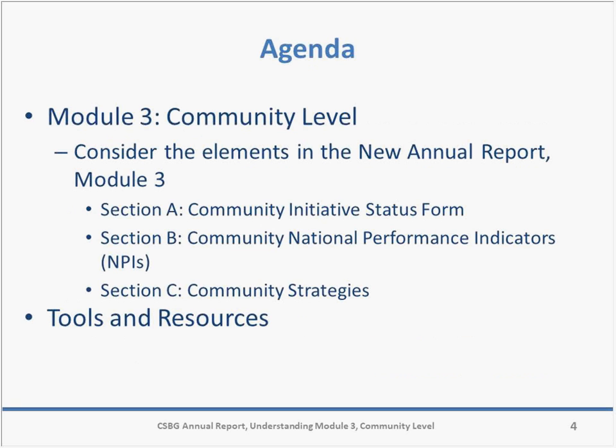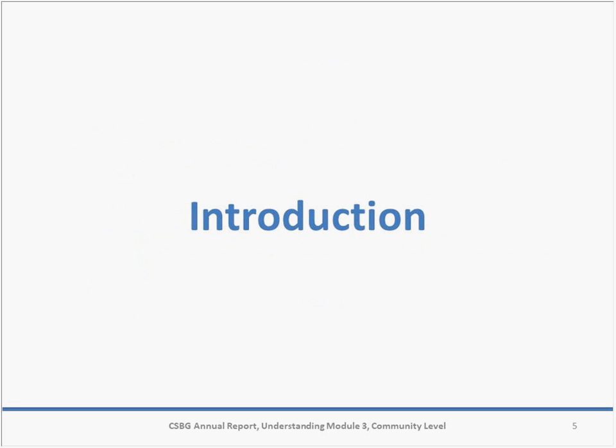The agenda for today's webinar is to discuss Module 3 of the new CSBG report. This is the community level module. We will consider elements of Module 3, including Section A, the Community Initiative Status Form, Section B, Community National Performance Indicators, and Section C, the Community Strategy. We will discuss available and coming tools and sources. So to get started, I'd like to ask Court to give us a brief introduction from the Community Action Partnership.